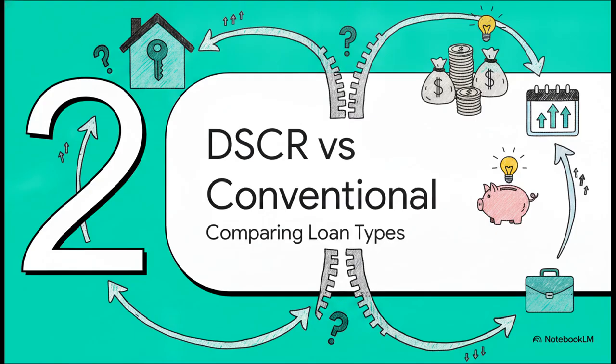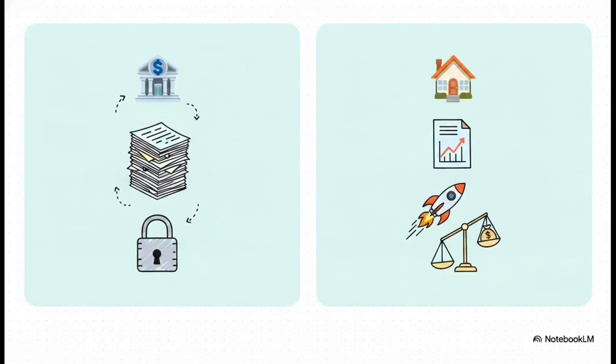Section 2. DSCR versus conventional loans. Understanding this difference is a real game changer for your strategy, so you can pick the path that actually makes sense for you. Conventional loans demand a huge paperwork trail. We're talking 2 years of tax returns, pay stubs, and strict limits where lenders literally cap how many properties you can hold. DSCR loans, on the other hand, skip the personal paperwork. They want an appraisal with a rent schedule and proof that the property cash flows. The huge benefit here? Speed, scalability, and absolutely no portfolio limits.